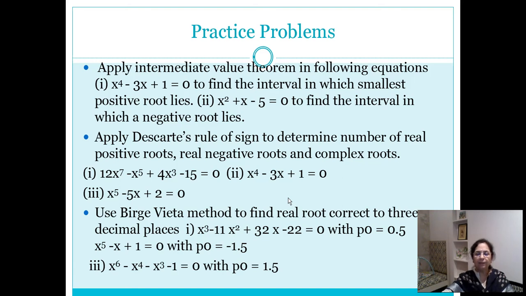Bairstow-Vieta method is a combination of synthetic division and Newton-Raphson method for giving correction in the initial guess value. This is an iterative method and it converges to the root at a rate depending on the initial starting value of the root which we are assuming.